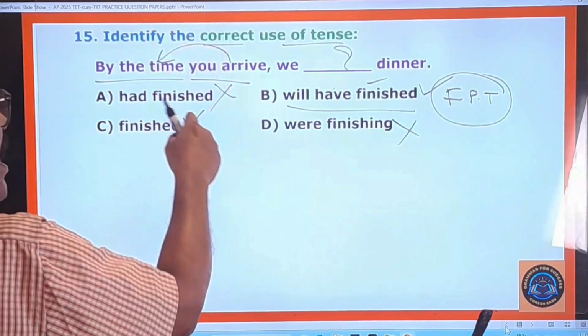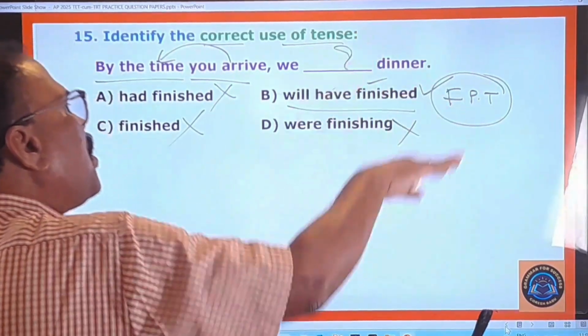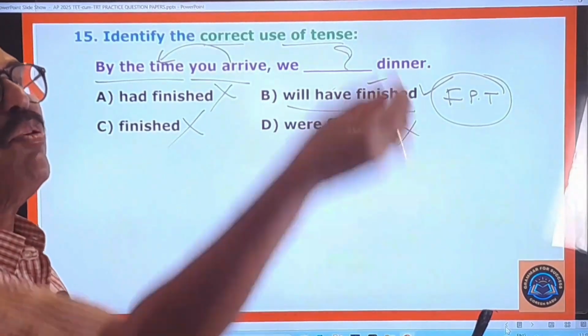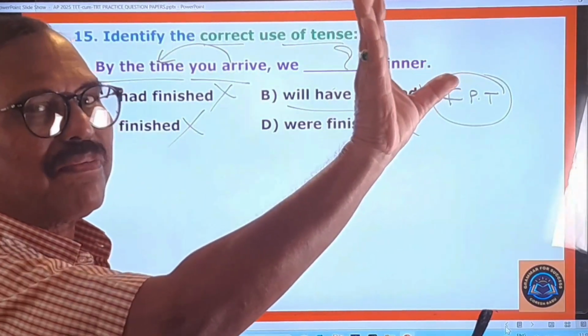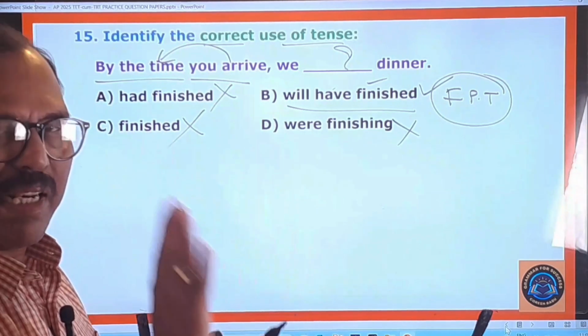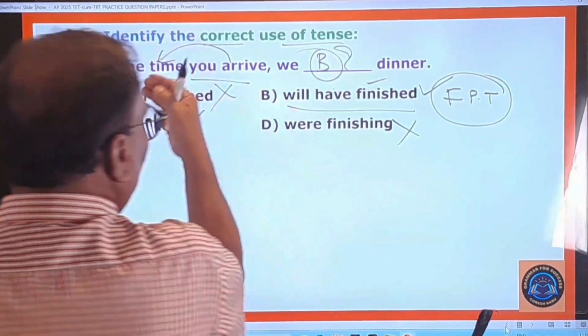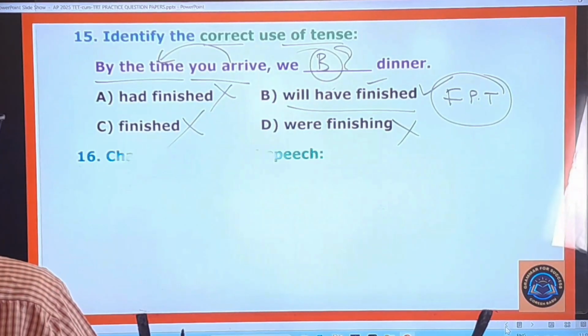మీరు వచ్చేసరికి మేము డిన్నర్ ముగించి ఉంటాము. ఆ పాటికి, ఆ సమయానికి మేము డిన్నర్ ముగించి ఉంటాము. అది కరెక్ట్ మీనింగ్, కరెక్ట్ టెన్స్. Therefore here be must be used, not all other options. You move on to the next question.